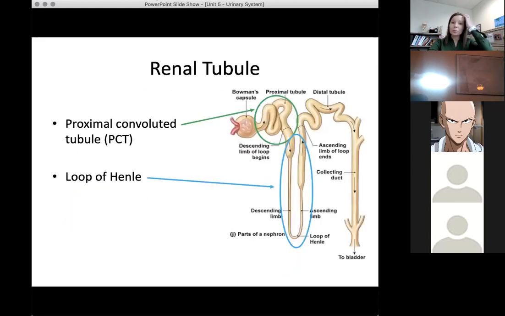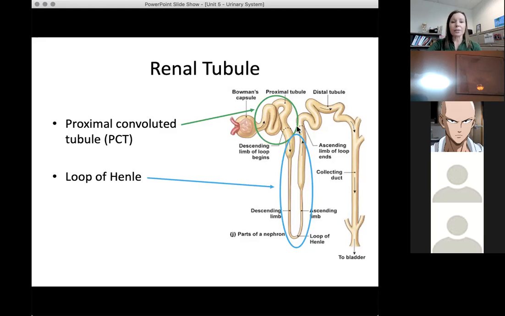Okay, so now we're done with that first section, the corpuscle, and now we're going to move on to the renal tubule. This is the site of the two other processes that are involved in urine formation. Remember, filtration occurs at the renal corpuscle. The other two processes are called reabsorption and secretion. So this is where those two processes occur.